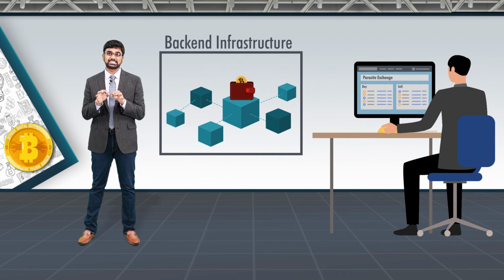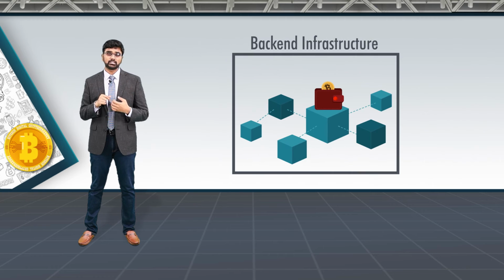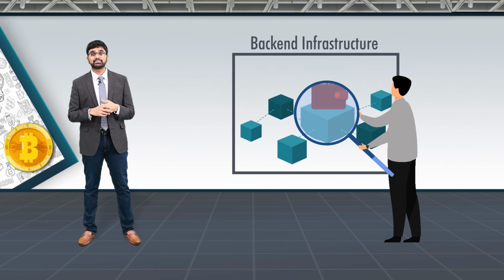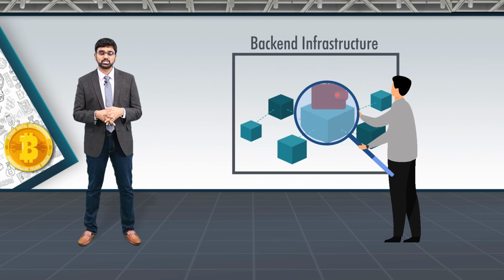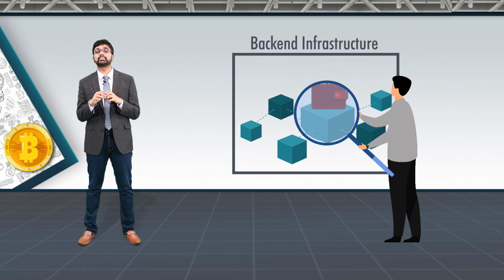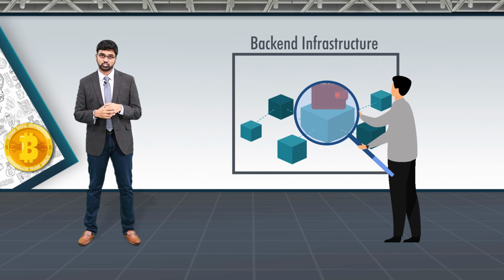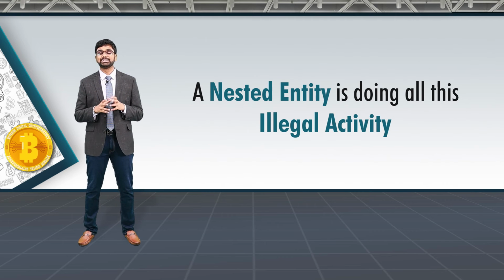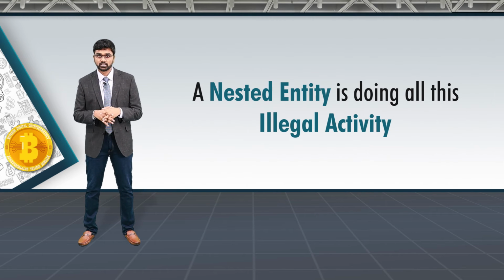The backend infrastructure of Binance, the blockchain wallet address, etc. are used by this middleman. So when a regulator or a law enforcement agency looks at the backend infrastructure, they think that all these illegal activities are happening on the regulated exchange, whereas they're actually happening on one of the accounts opened on these regulated exchanges. And that becomes a big issue. It's a nested entity which is doing all the illegal activity, and this is extremely common.